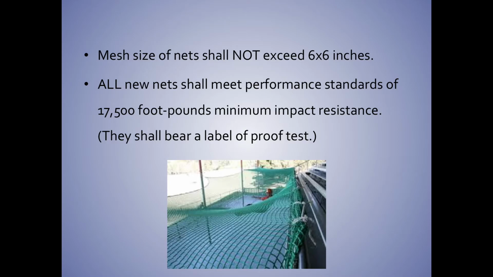Mesh size of nets shall not exceed 6 by 6 inches. All new nets shall meet performance standards of 1,750 pounds minimum impact resistance. They shall bear a label of proof test.